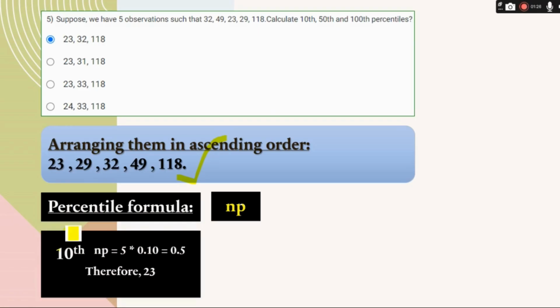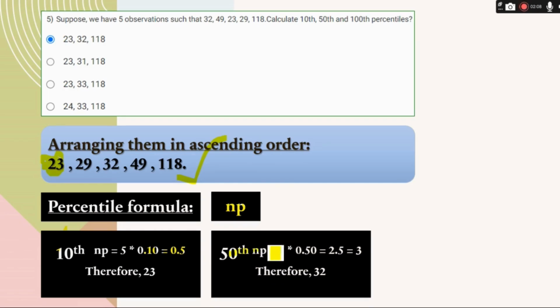So if we take 10, our n p will be 5 into 10 divided by 100, which will be 0.5. So now the next nearest value to 0.5 is 1. So we will take our first observation as the 10th percentile, which is 23.